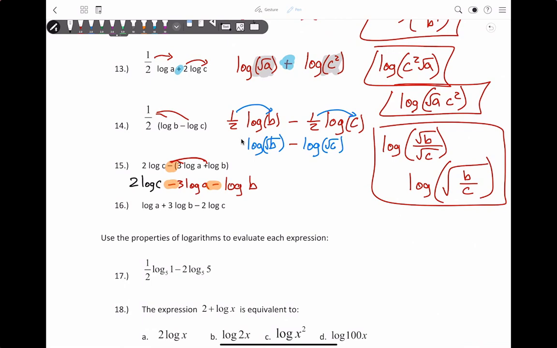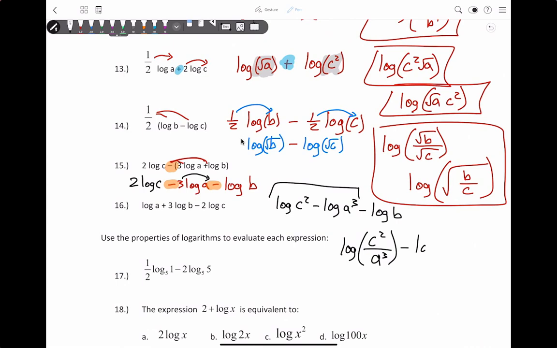And then now from here, you can treat this as just looking at this 3 is going to be a power of a. So to be, here we go, log of c squared, I'm raising those to the powers, minus log of a cubed, minus log of b. Okay, so you can see it in this respect that when I combine these two together, I'm going to be dividing. So I have c squared divided by a cubed. And then technically I still have this log of b.